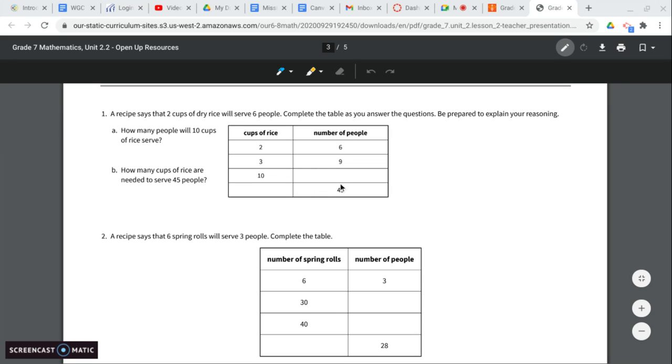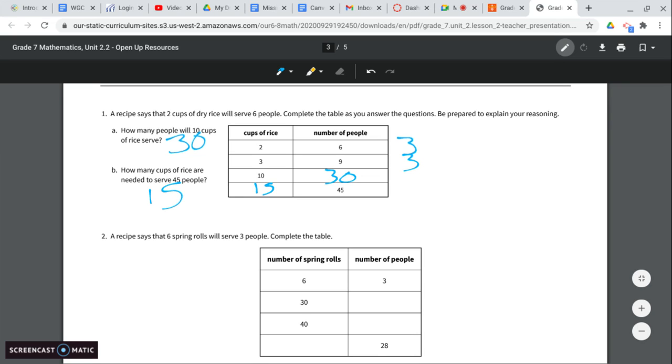So 10 is going to serve, we're just multiplying 2 times 3, 3 times 3, 10 times 3 is 30. So it'll serve 30 people, 10 cups of rice will. How many cups of rice are needed to serve 45 people? Well, what would we have to multiply by 3 to get 45? That would be 15. So looking for that relationship, 6 divided by 2 is 3. 9 divided by 3 is 3. So 3 is a constant of proportionality.